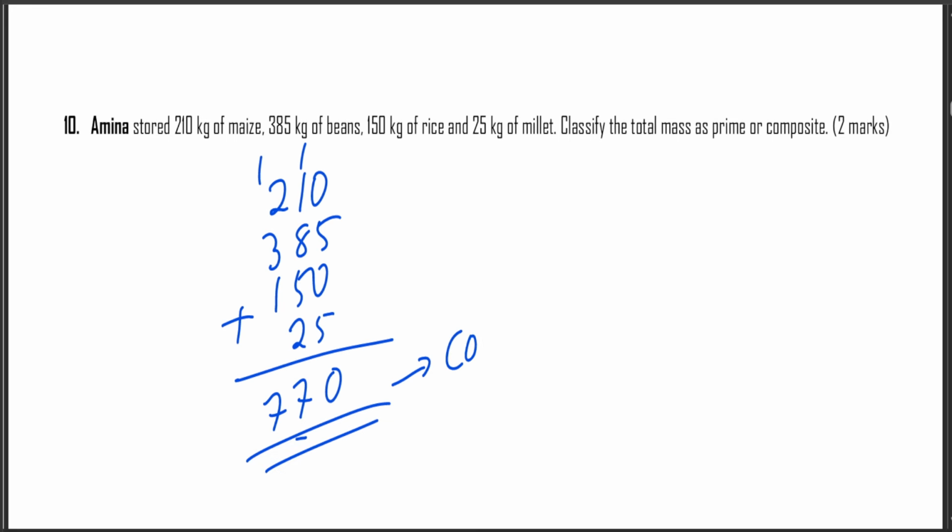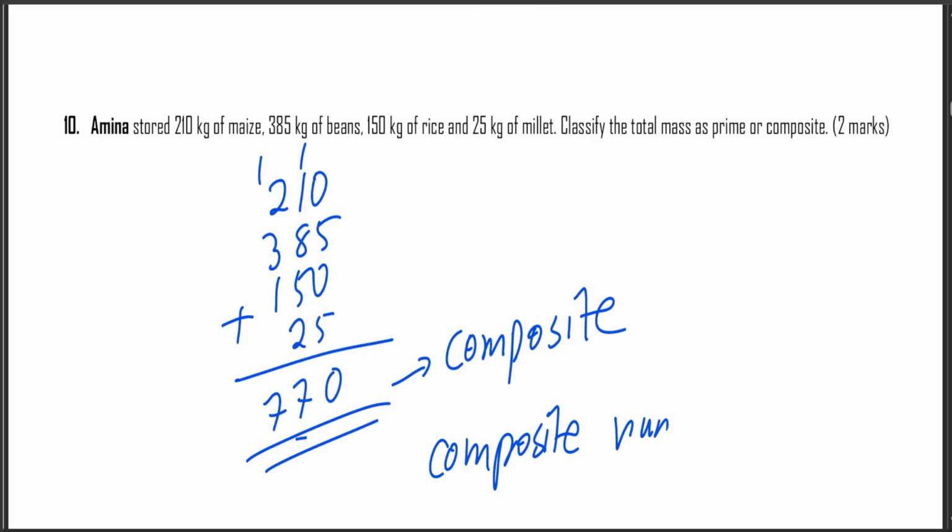If it's not a prime number, then it means that it's the opposite of prime number, which is composite number. So 770 is a composite number. Hope that answers the question.